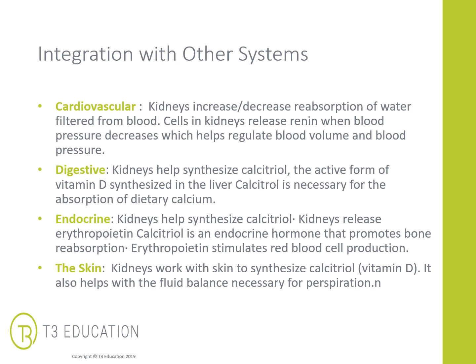We then have the integration with the endocrine system that we've touched on quite a bit. Again, that synthesis of the vitamin D, calcitriol, but also the kidneys release erythropoietin. And that is really key to red blood cell production. So we've got these two things going on. One, we need the calcium for the bones, so that vitamin D, calcitriol, is really important. But erythropoietin is really, really important from a cardiovascular point of view.